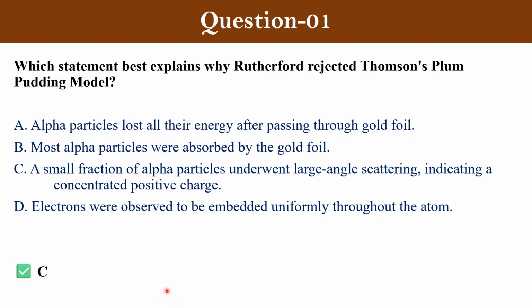So remember these fundamental facts of Rutherford's gold foil experiment. Number one, the atom is mostly empty space. Number two, almost all the mass is concentrated in the nucleus. Number three, the nucleus carries the positive charge. These things help to remember why Rutherford rejected Thomson's plum pudding model.